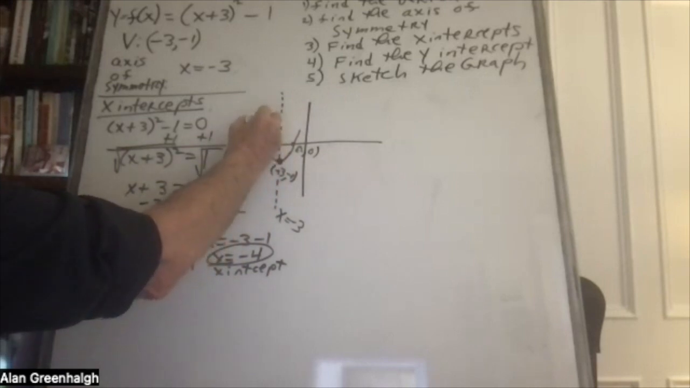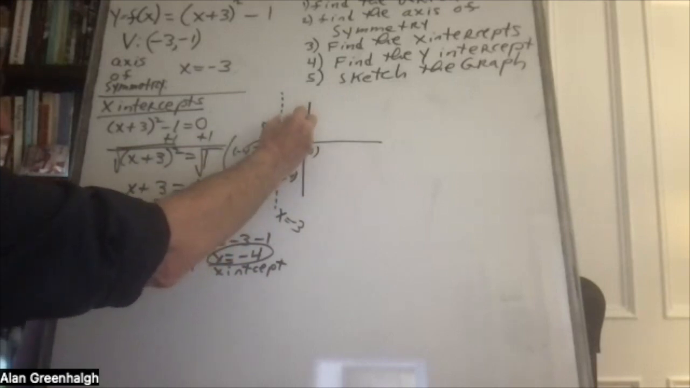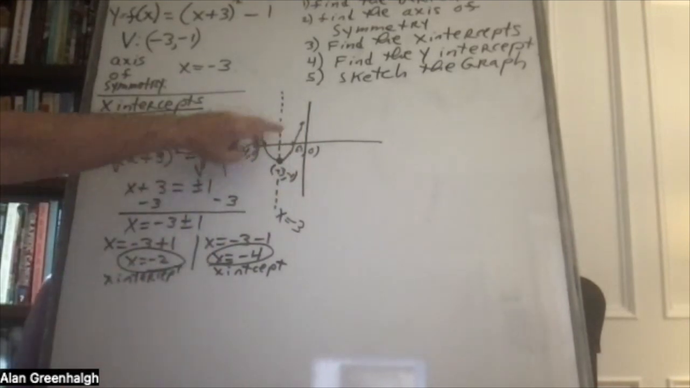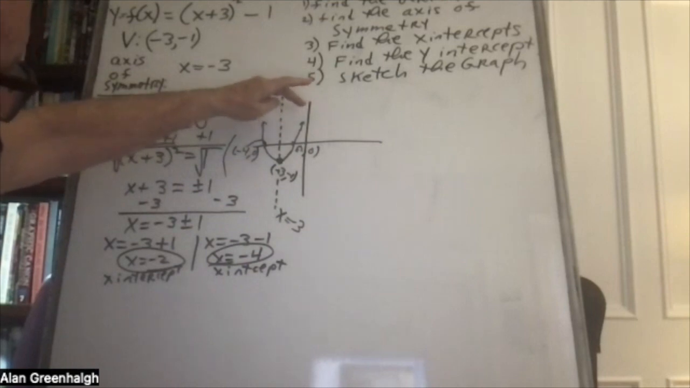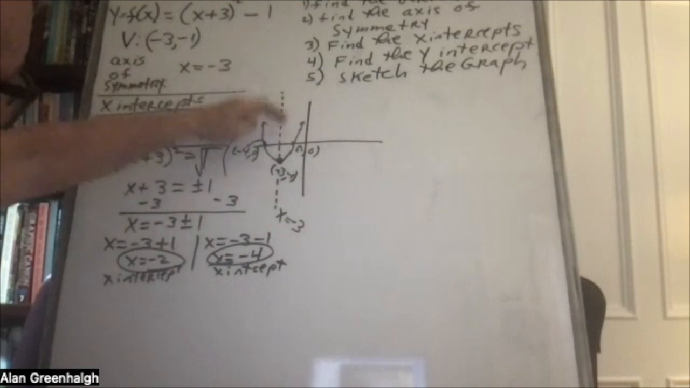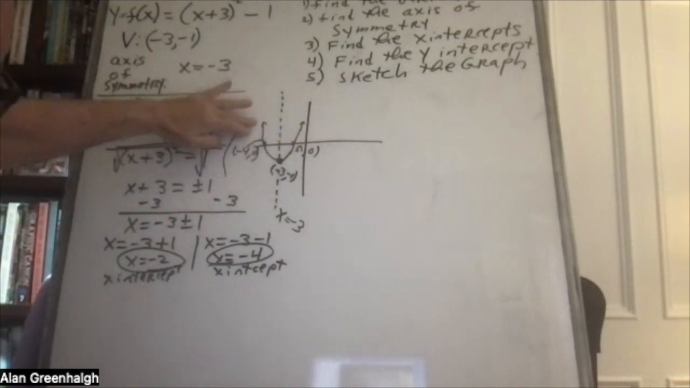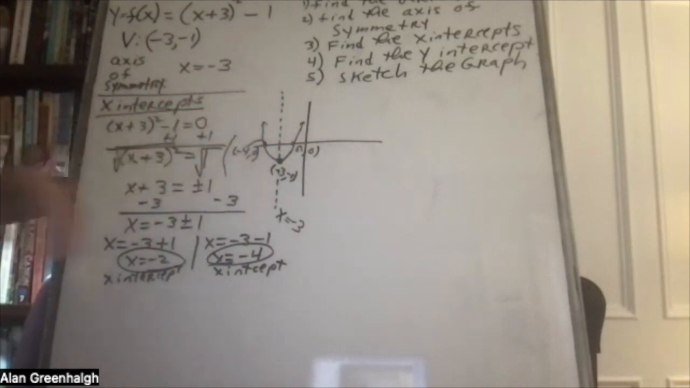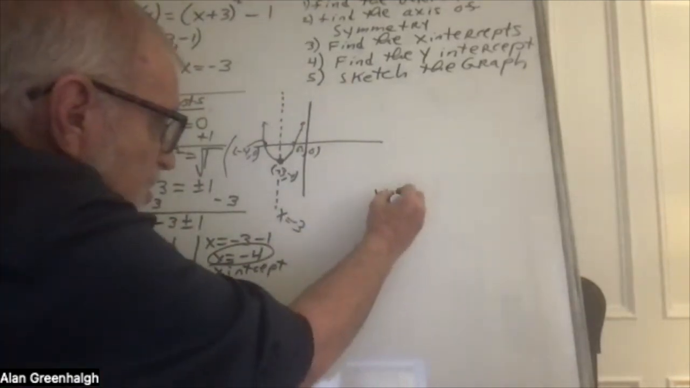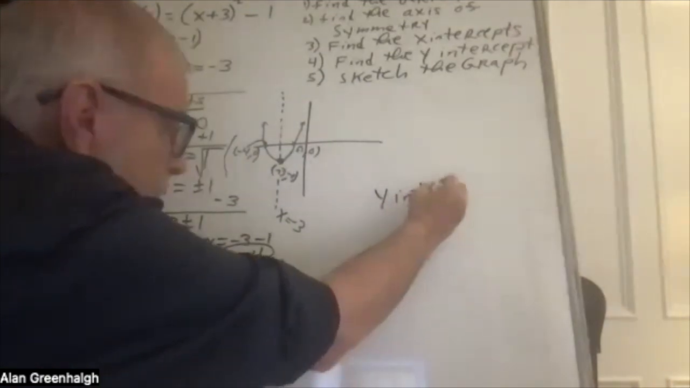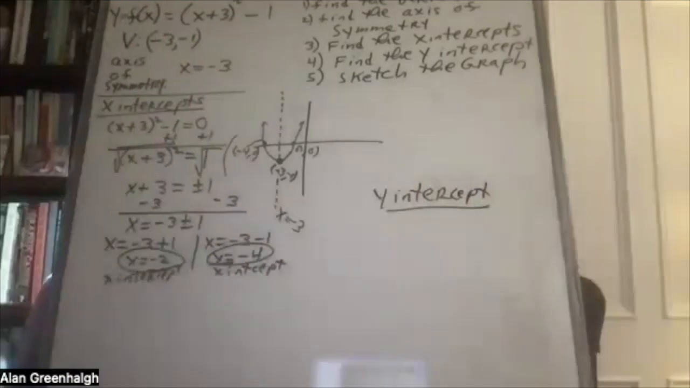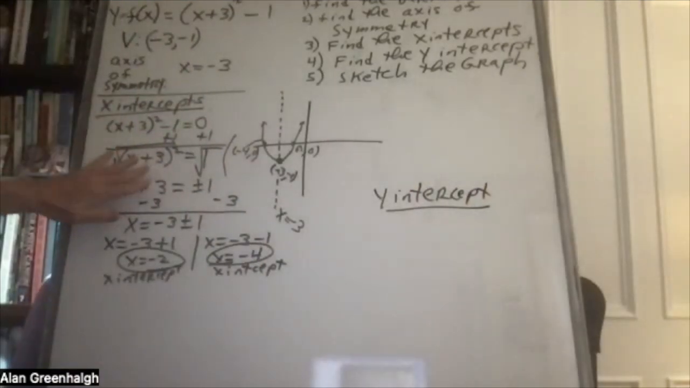It's headed up. We don't know much about this line after it leaves the x-axis because we don't know where it touches the y. If we knew where it touched the y-axis, then we could use the axis of symmetry, which will help us on the other side to figure out what's going on. So now the next thing we're going to do is find the y-intercept. But first I'm going to look at this.